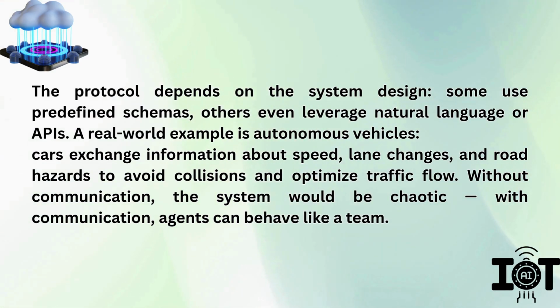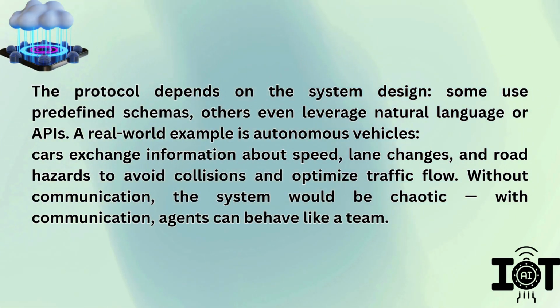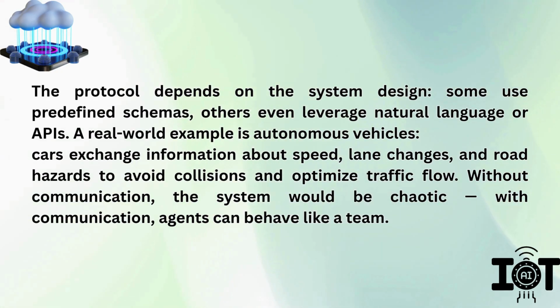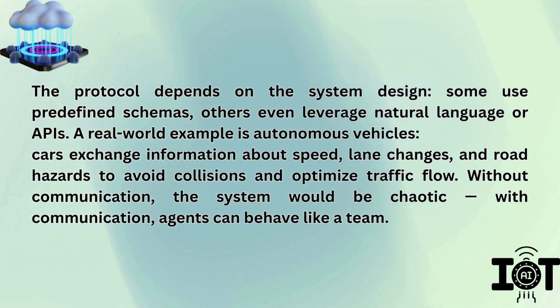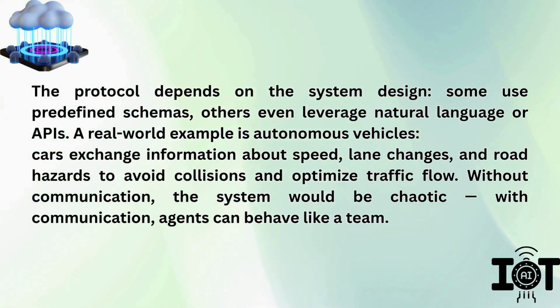A real-world example is autonomous vehicles. Cars exchange information about speed, lane changes, and road hazards to avoid collisions and optimize traffic flow. Without communication, the system would be chaotic. With communication, agents can behave like a team.